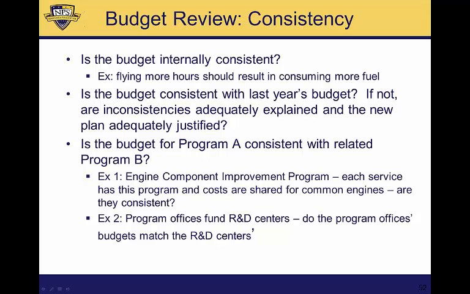Second is consistency over time. Does this year's budget correspond to last year's budget, and any differences adequately justified in the description? And third is consistency with related budgets. Is the R&D budget transitioning to production, to procurement? Are the two budgets consistent with one another? In some cases, we have shared programs across services, or all services telling the same story in their budgets.